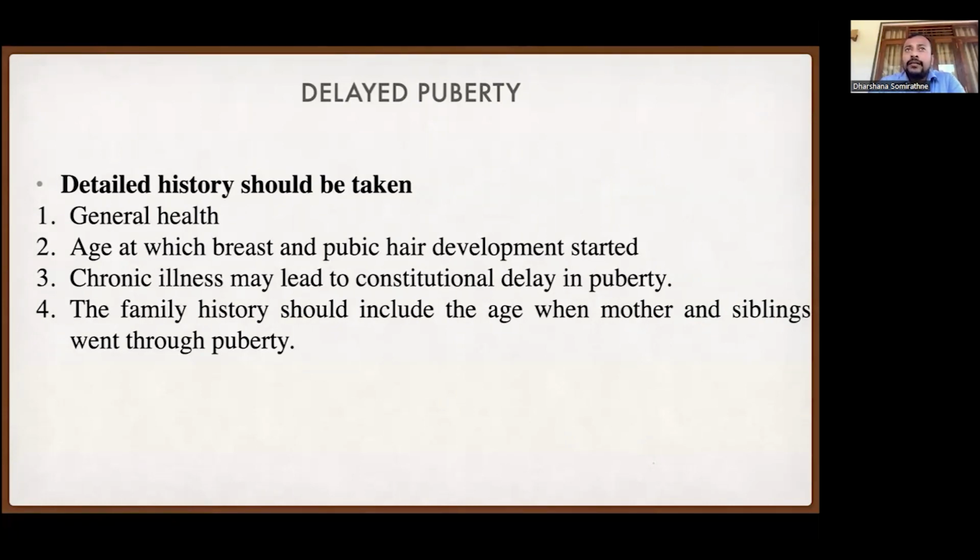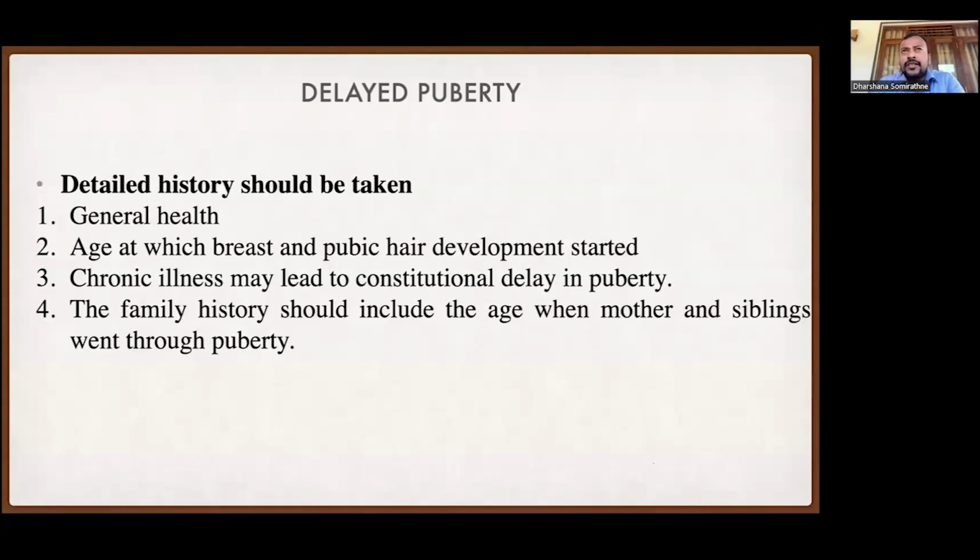Then if you can, you have to examine, and if you notice some breast budding, as I said, like a Tanner stage, then she has started the pubertal process. In addition, you have to ask about chronic illnesses and family history, any history of constitutional delay.